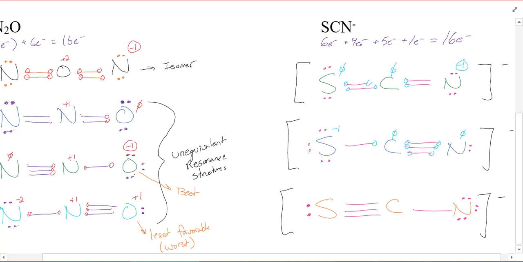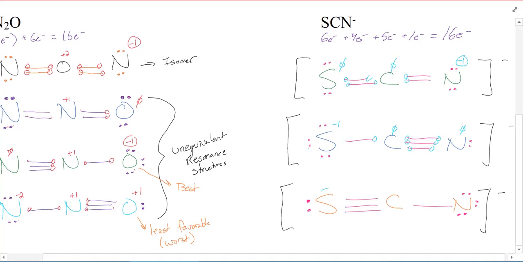Orange: 1, 2, 3, 4, 5. Sulfur has 5. It brought in 6. So that means sulfur is +1. Carbon: 1, 2, 3, 4. It's 0 because it brought in 4. Nitrogen: 1, 2, 3, 4, 5, 6, 7. It has 7. It brought in 5. It is -2. So which one's probably the worst? Well, this is probably the worst, the least favorable resonance structure. Which one's the best? Well, I got 2 of them that are pretty close.